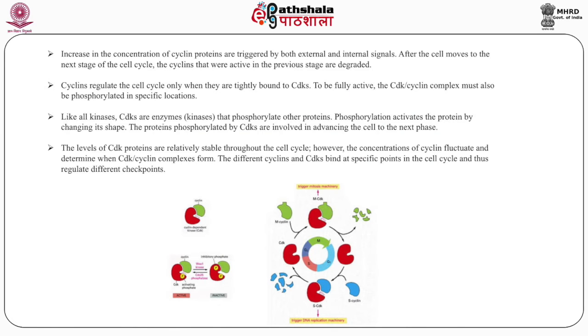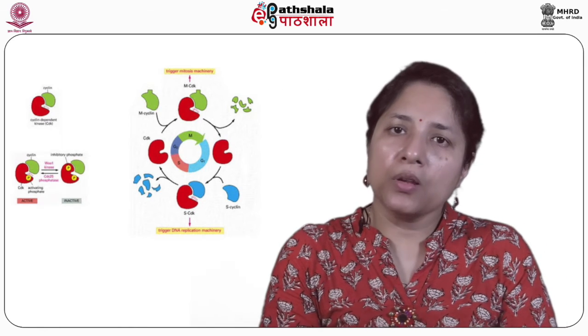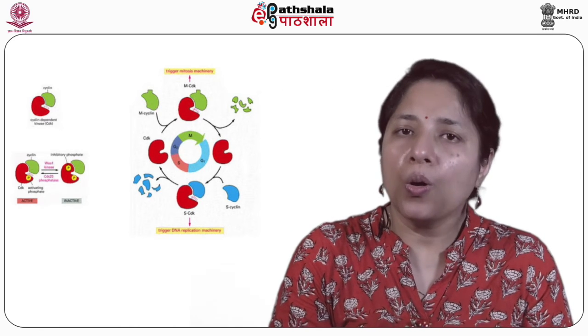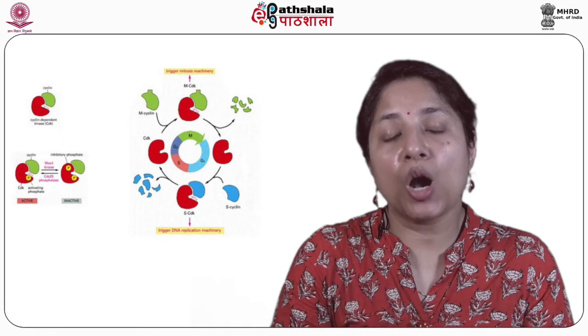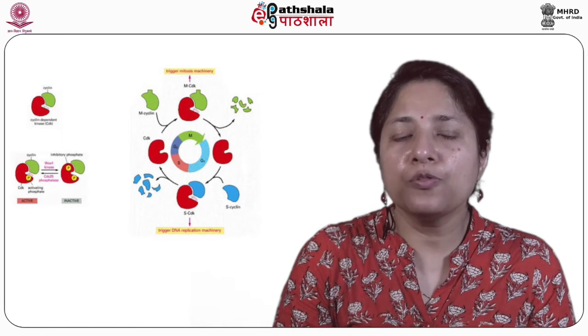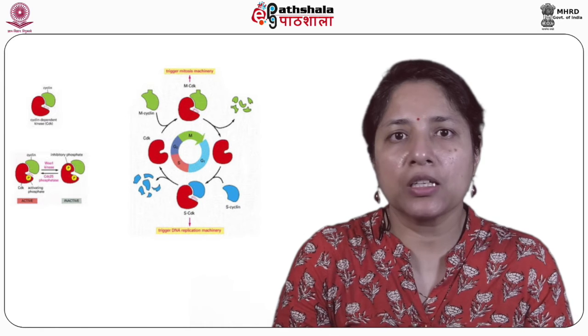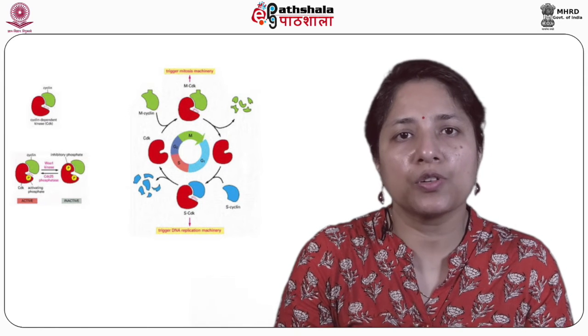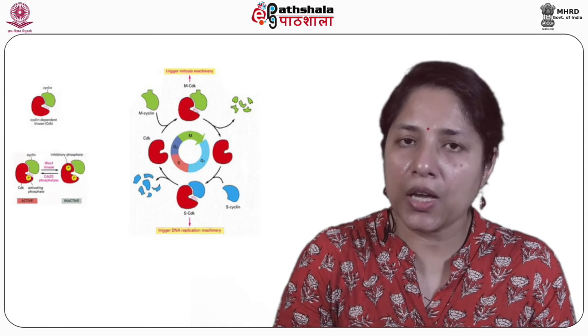Now, the increase in the concentration of cyclin proteins is triggered by both external and internal signals. After the cell moves to the next stage of the cell cycle, the cyclins that were active in the previous stage are degraded. Cyclins regulate the cell cycle only when they are tightly bound to CDKs. So, there is a strong coordination between these two. To be fully active, the CDK and cyclin complex must also be phosphorylated in specific locations.